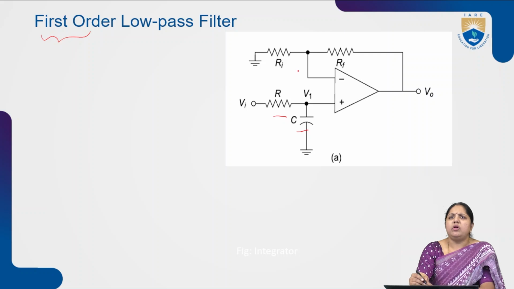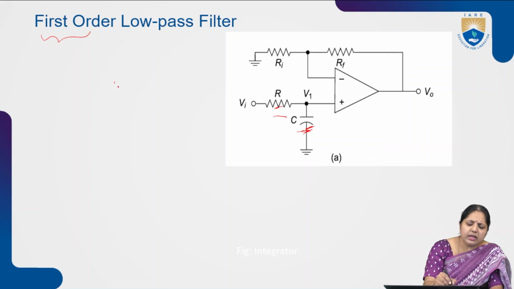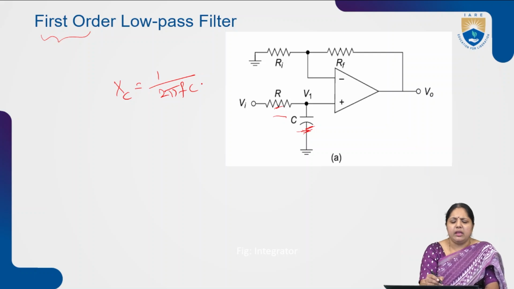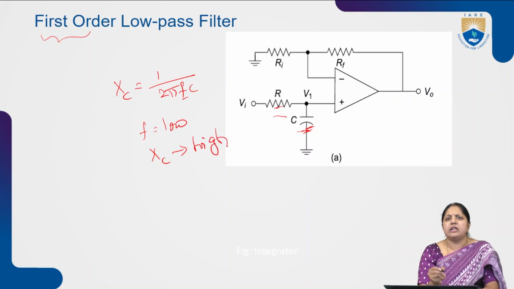Now, what is the function of this resistor and this capacitor? The working of the capacitance changes with the frequency component. Why? The reactance of the capacitance is represented as Xc equal to 1 by 2 pi F into C. When the frequency value is very low, the reactance of the capacitance is high.